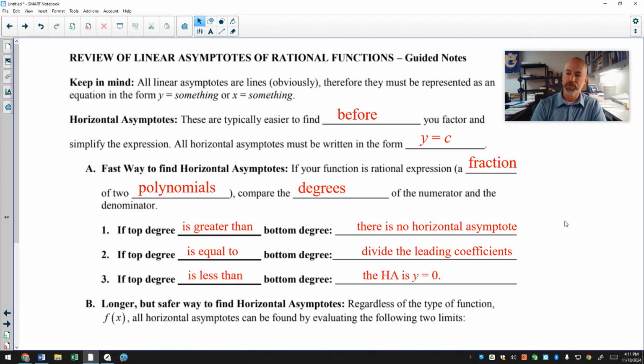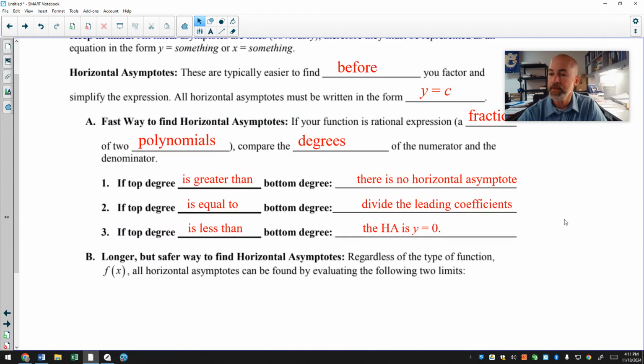Now, remember, those rules only work for rational expressions, which is where I'm camping out in this lesson. In calculus, we do often have to find horizontal asymptotes for uglier expressions, and it's a longer way, but it's safer to find horizontal asymptotes by actually using limits. And horizontal asymptotes can always be found by looking at the ends of your function. So if you do have a horizontal asymptote, then as you work forever to the right or forever to the left, you will level out.